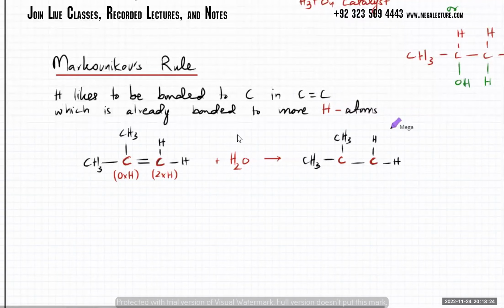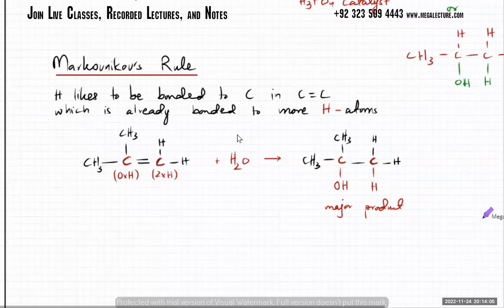Now tell me, who's bonded to more hydrogen atoms? It's going to be the right one, okay? That's bonded to more H atoms. So the H will get bonded to this one and the OH will get bonded to this one. So that's your major product. Okay, Unaid, is this clear? Clear, sir. So that's the Markovnikov's rule. And that's my major product. I'm going to have the minor product as well. That's the other way around.